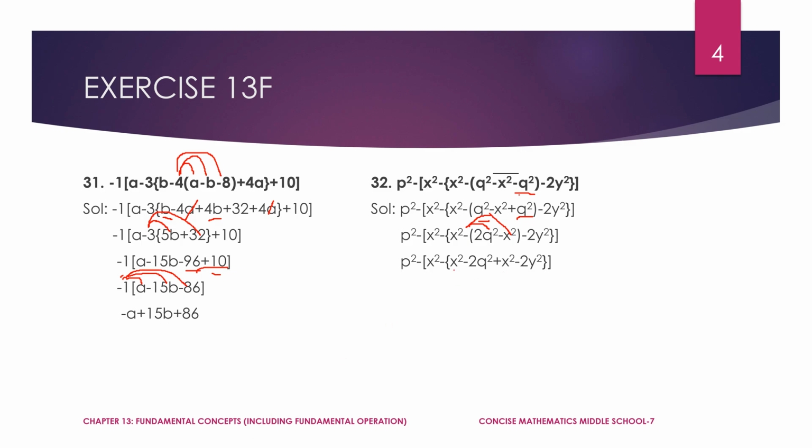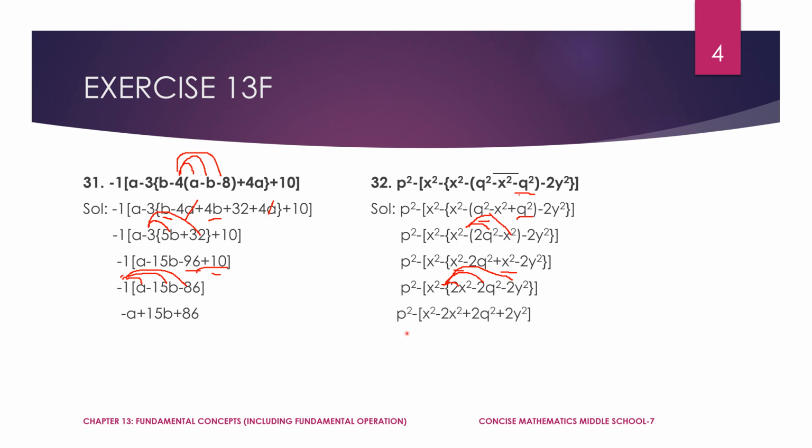And now you can add all the like terms, that is x square and x square are the like terms. Both are having plus sign. So just write down 2x square minus 2q square minus 2y square. And now you can just multiply this minus inside with first term, minus with second term, and minus should be multiplied with third term.